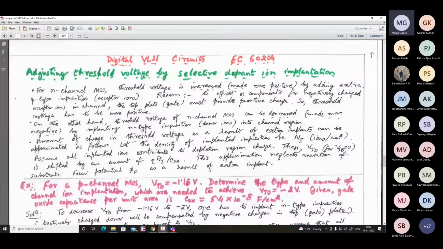That means if the ion implantation process takes place, and the density of implanted impurities is Ni ions per unit area, then we can calculate how much change in the threshold voltage it will result. That is equal to QNi by COX. Charge by capacitance gives you voltage. This approximation neglects the variation of substrate Fermi potential as a result of extra implant. Yes, we neglect the variation of Fermi potential as a result of extra implant.